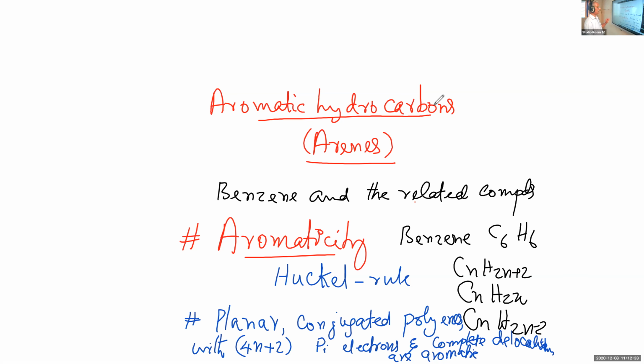So according to Huckel's rule of aromaticity, planar conjugated polyenes with 4n plus 2 pi electrons and a complete delocalization of the pi electrons are aromatic. Let us take the case of benzene.